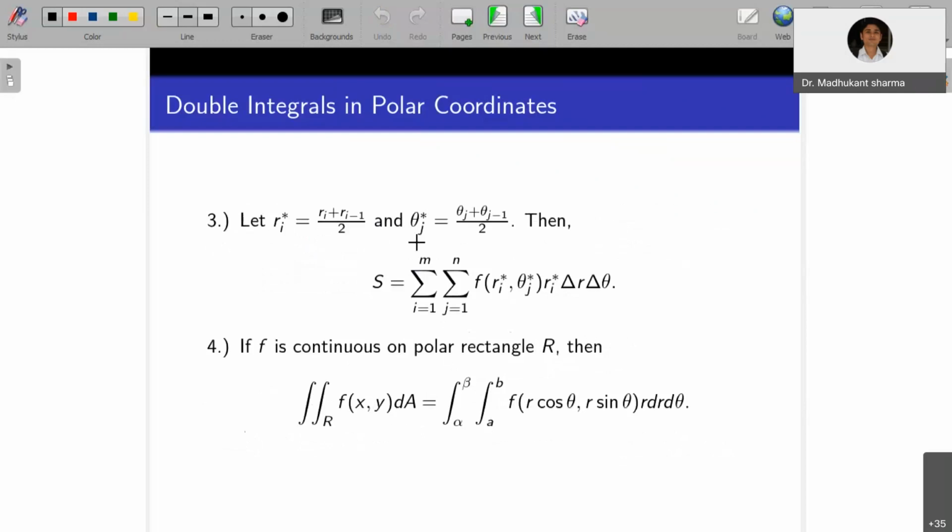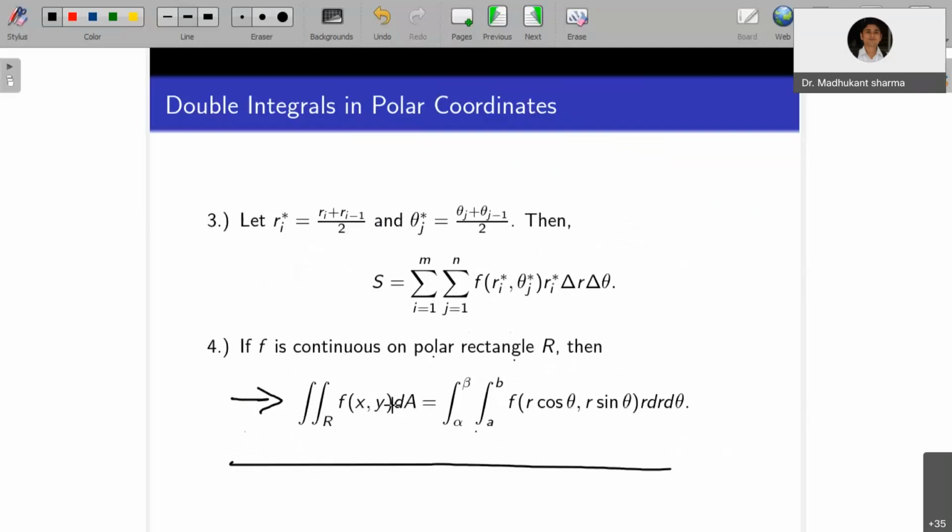Okay, it's going to obtain a double sum. So this will be a double sum. You can tag a point by using the Riemann sum and so on. And if f is continuous on the polar rectangle R, then you have this double integral over R of f of x, y dA equal to the following.